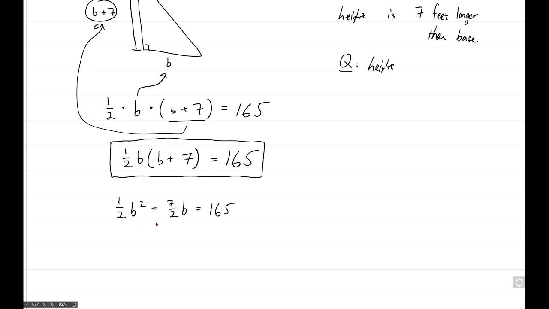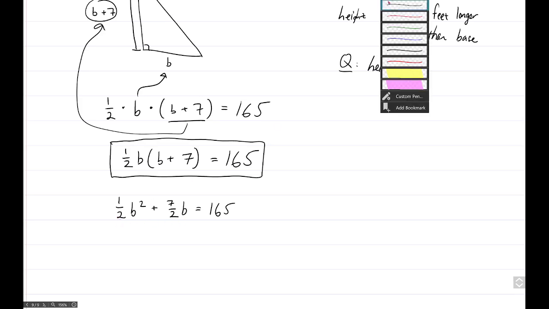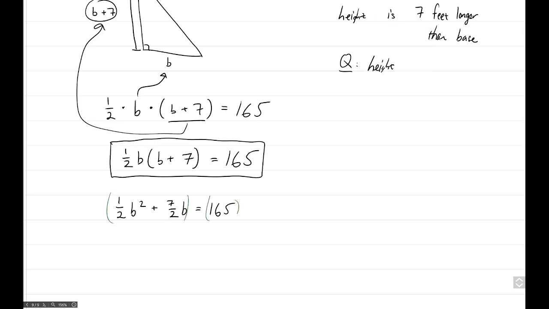And then often people will go, ooh, those 2's in the denominator, that's no fun. So maybe we'll just multiply both sides of the equation by 2. In doing so, 2 times 1 half times b squared would just be b squared. And 2 times 7 halves times b would just lead to a 7 and that b, and 330 here. That's what some people will do.